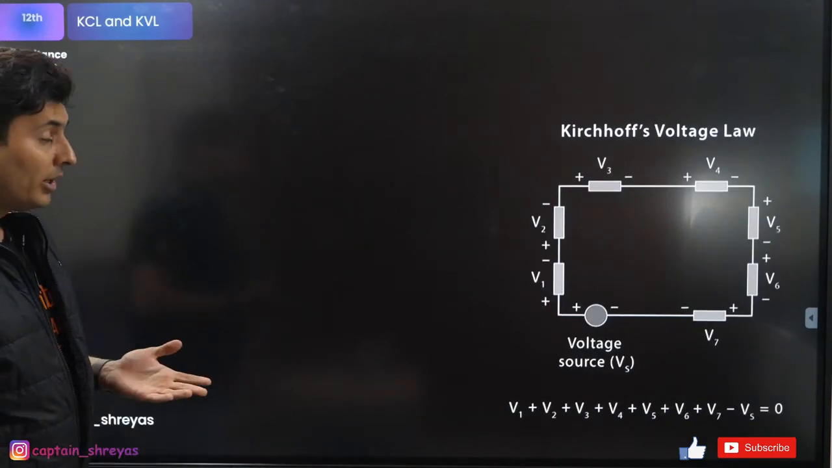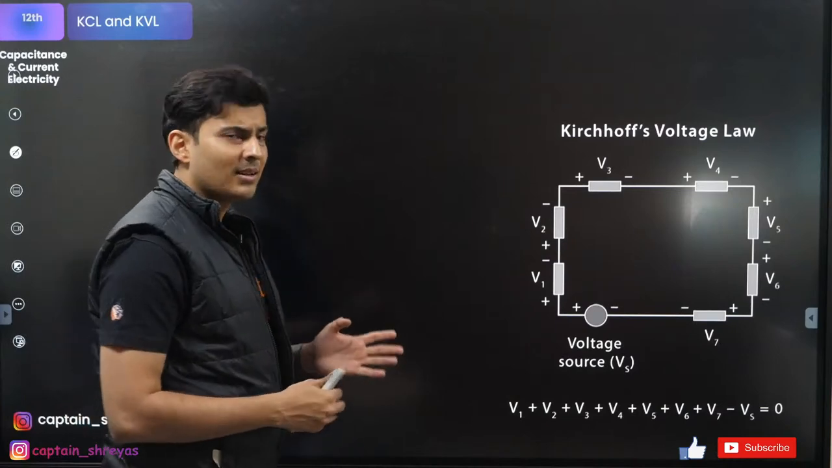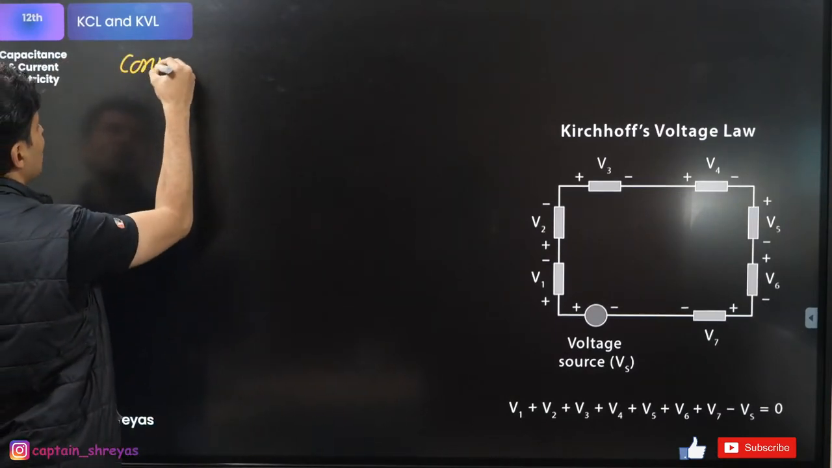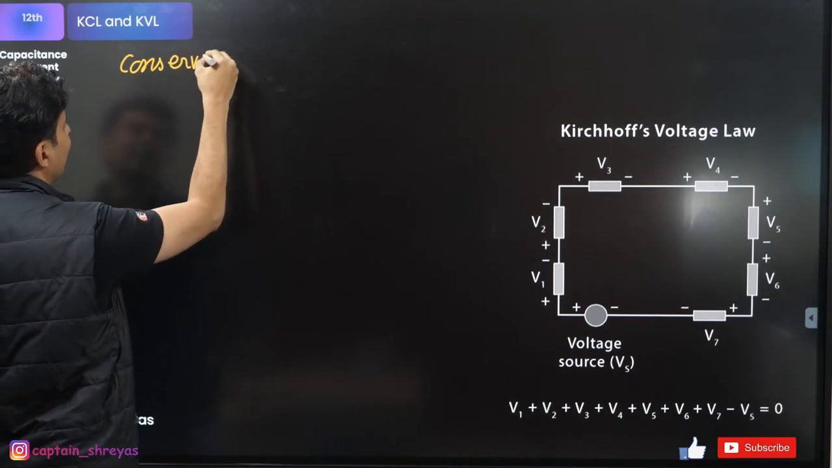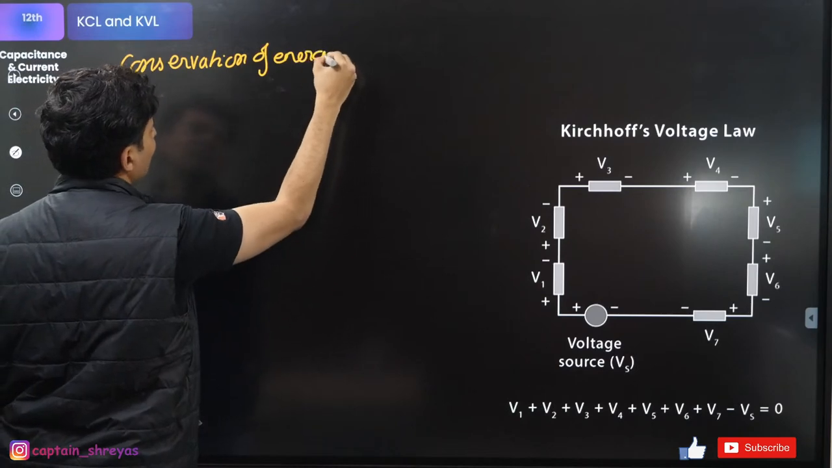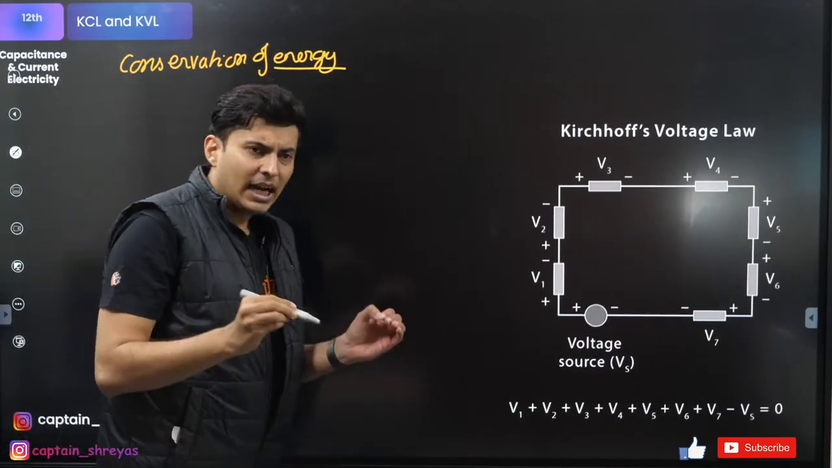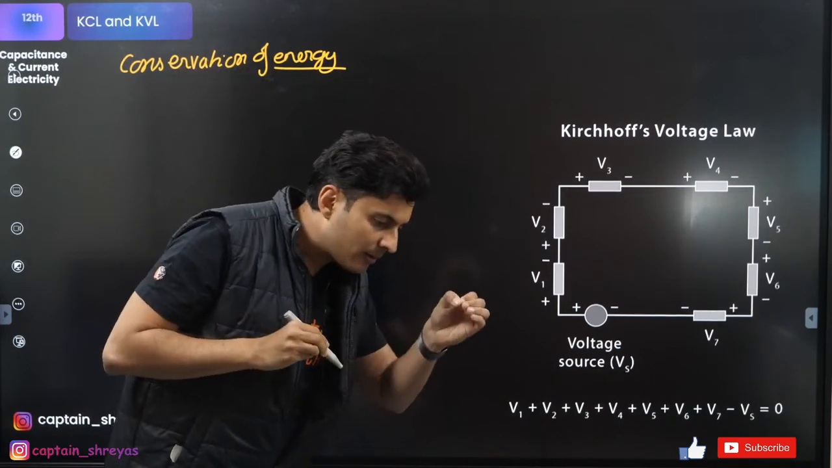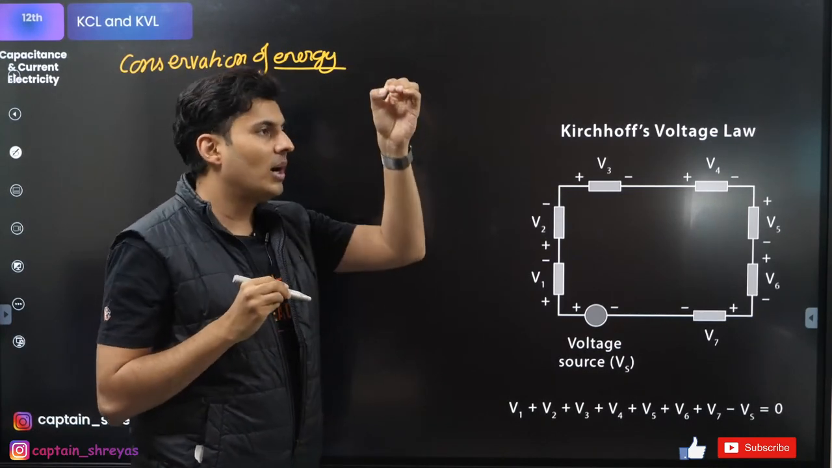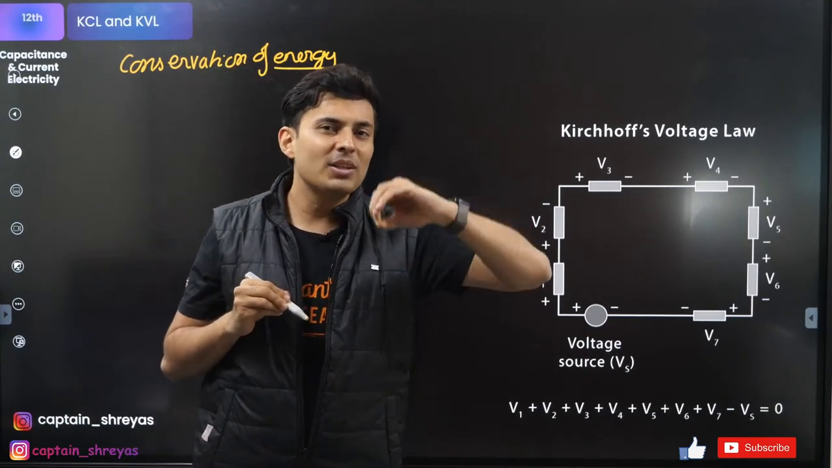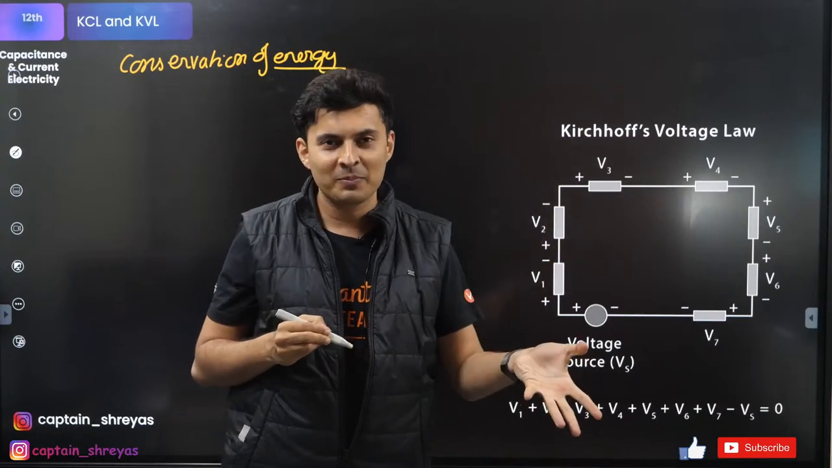Next is Kirchhoff's voltage law. What does it tell you and what is it based on? It is based on conservation of potential, or basically energy. Conservation of energy. It says that if you start from a point, you climb up a hill, you go down a hill, you go up, go up, go down, go up, go down, and eventually you come back to the same point. You will come back to the same voltage or potential.